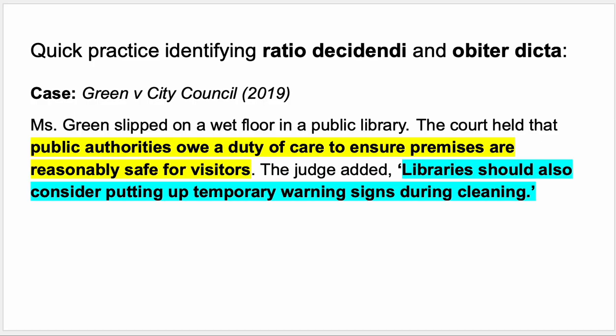It's pretty clear, isn't it? The part there in yellow, public authorities owe a duty of care to ensure premises are reasonably safe. That's the binding part. So that's the ratio decidendi. That's the part that sets the precedent. And then we have the libraries should also consider putting up temporary warning signs. That's a bit of advice, isn't it? A bit extra that the judge has given. So that would be our obiter dicta. It's interesting. It might be useful, might be persuasive, but it isn't binding.